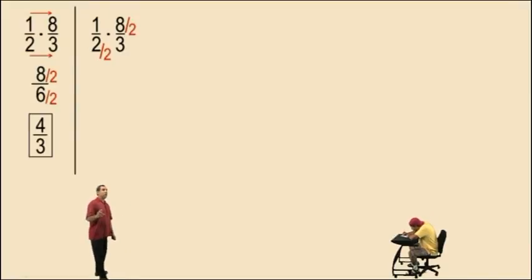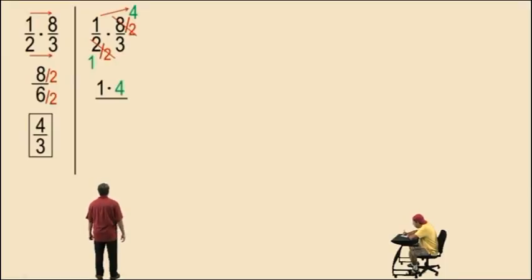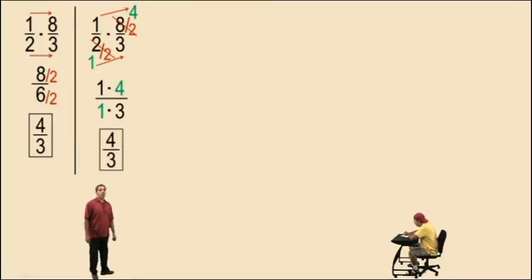Remember, you can only do this across a multiplication symbol, and you have to choose a number that's on top and cancel it with a number that's on the bottom, meaning you have to have a number on top and a number on the bottom that have a common factor. In this case, both 8 and 2 have a common factor of 2, so we'll divide that out. 8 divided by 2 is 4, 2 divided by 2 is 1, and notice, when we multiply straight across the top and straight across the bottom, we have 1 times 4 in our numerator and 1 times 3 in the denominator, and our answer is 4/3.